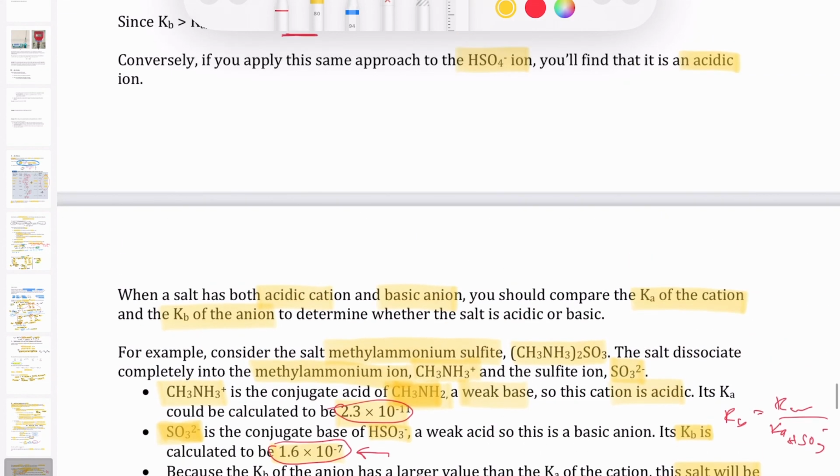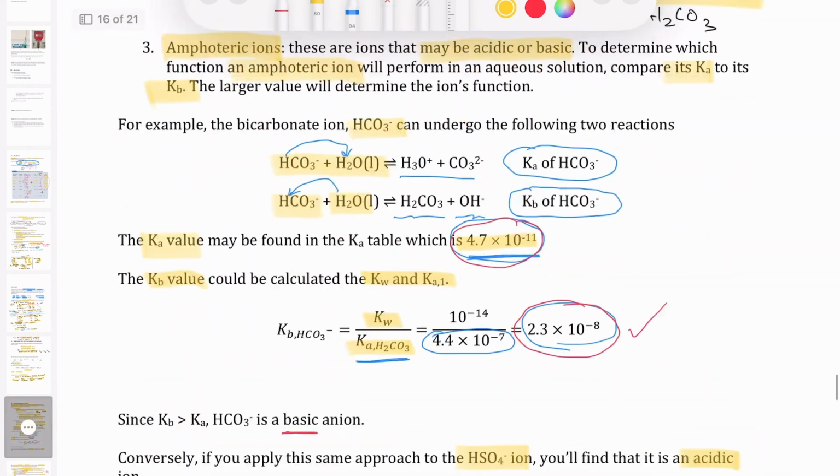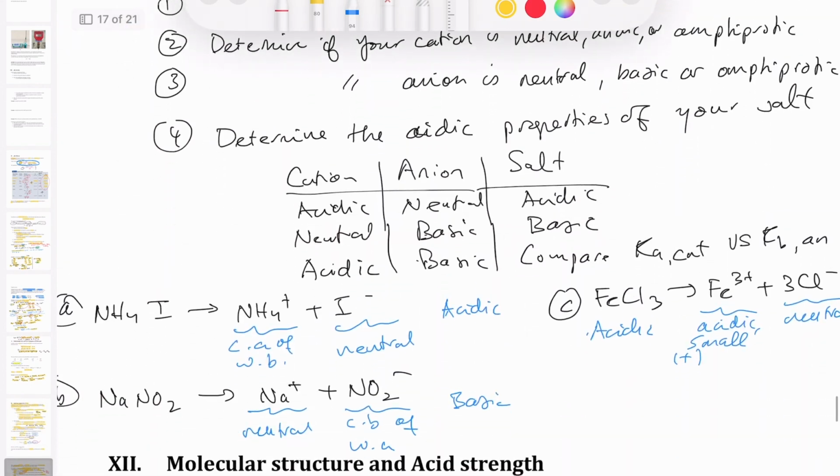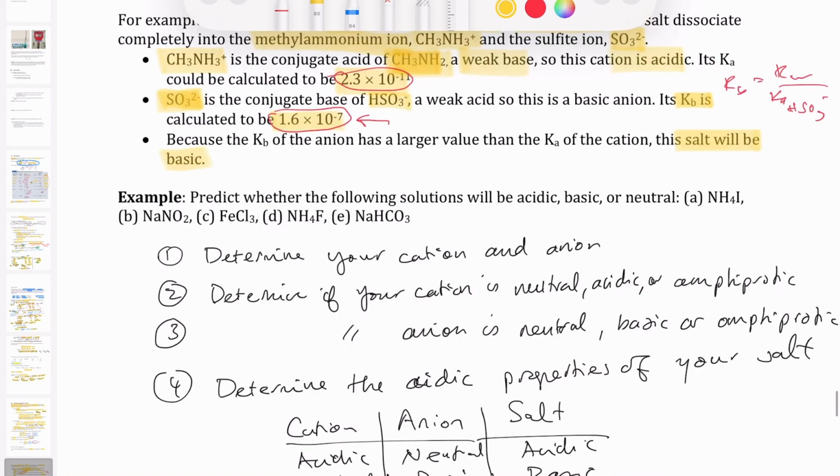So again, think through this discussion because it is a little bit more complex than just the standard acid or base, because you have both of them in there. You have to think through what's present, what's the cation, what's the anion, what each one of them does, and then combine the properties to predict for the salt.